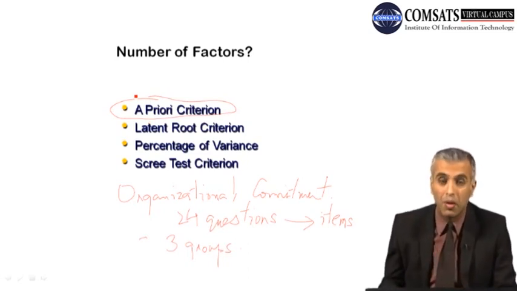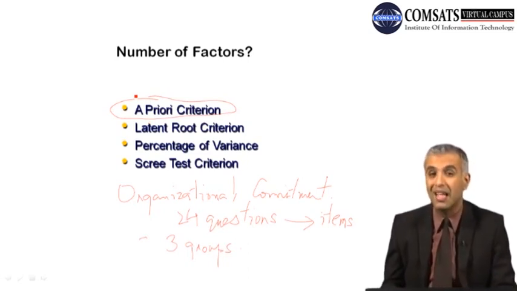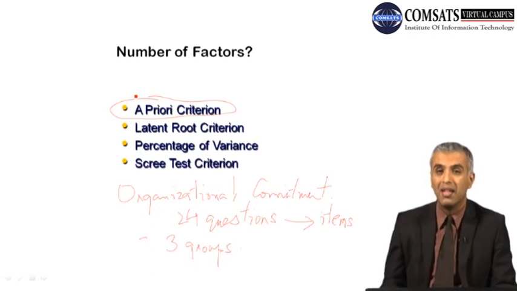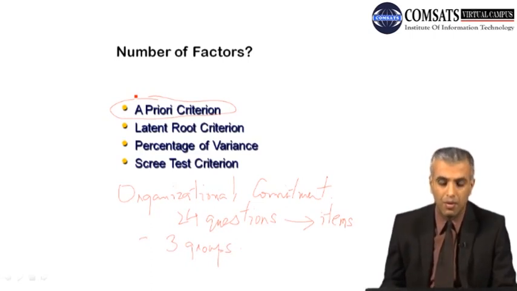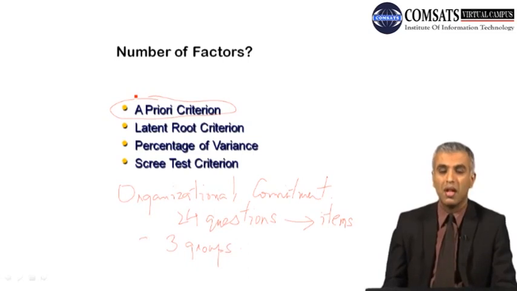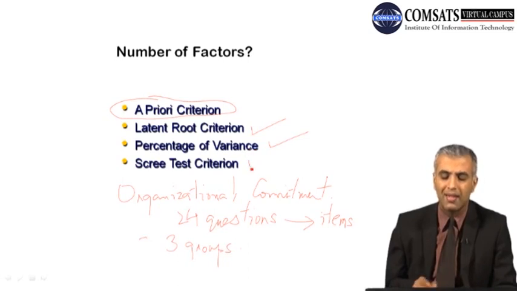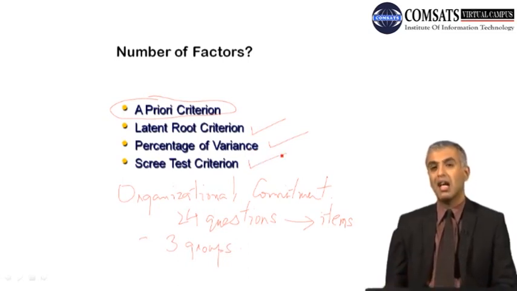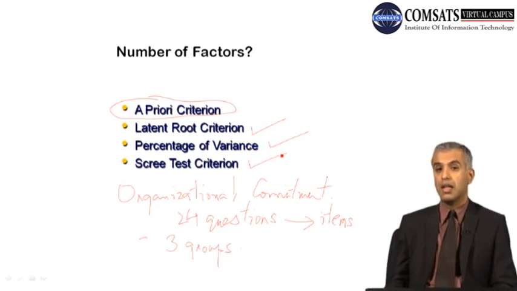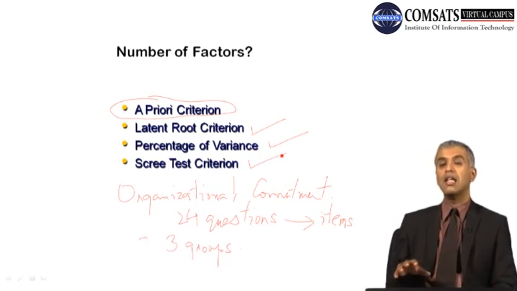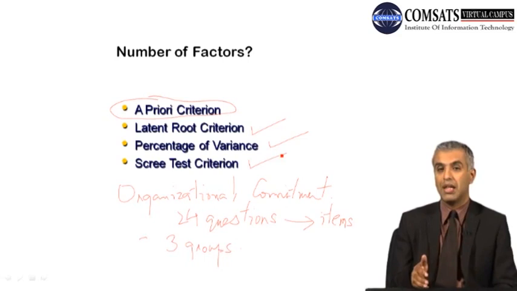So this is very important, and if that criteria is not available from theory, then we take advantage of our various statistical tools. These statistical tools are termed, for example, latent root criteria, percentage of variance, and Scree test criterion. These are statistically based criteria, and they only give us the factor result based on the data given by the respondent.